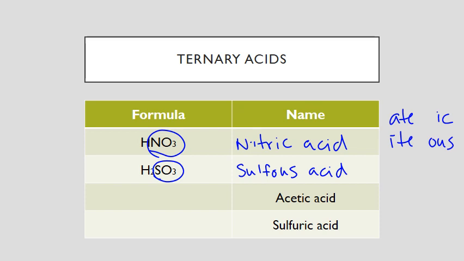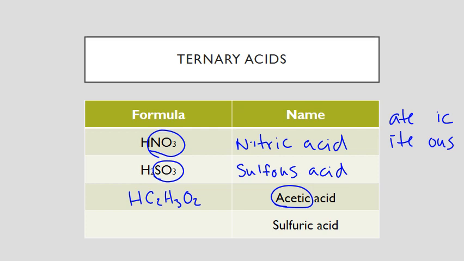And then when we go the other direction, when we write the formulas from the names, we're going to go find the formula for the polyatomic ions. So for acetic, I'm going to go find acetate, and acetate has the formula of C2H3O2. It's on the back of my periodic table. It has a charge of -1, so I can just put the H right in front of it.